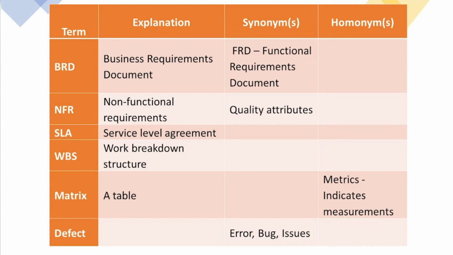Similarly, NFR stands for non-functional requirements, SLA stands for service level agreement, WBS stands for work breakdown structure, and then there is something called matrix and metrics, which people sometimes get confused because they sound similar. So matrix is actually a table and metrics indicates measurement. Similarly, a term like defect may be called error, bug, or issues in the system.